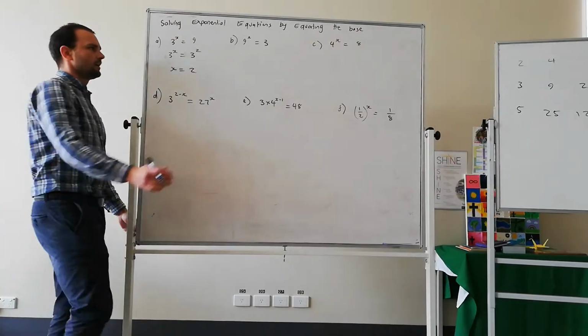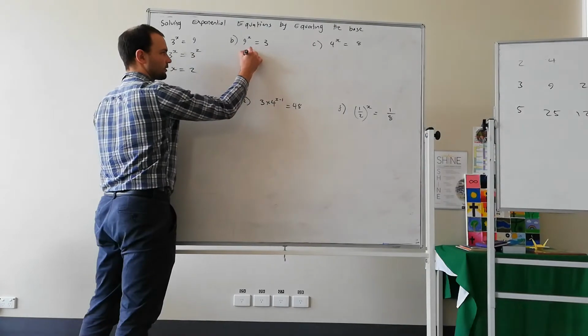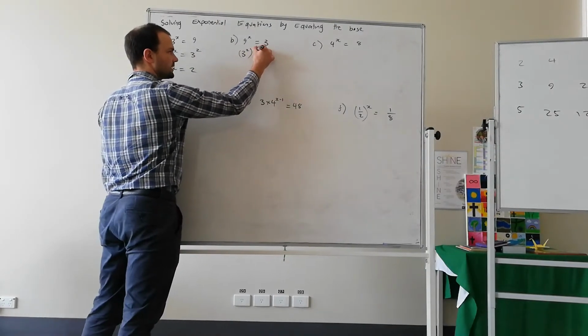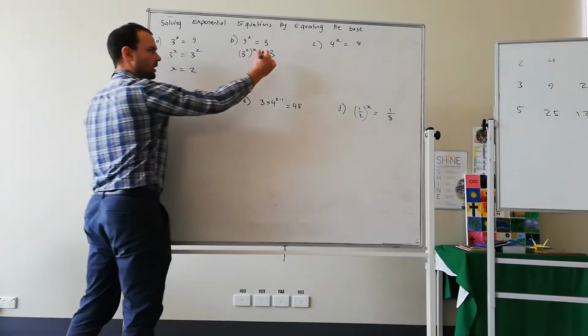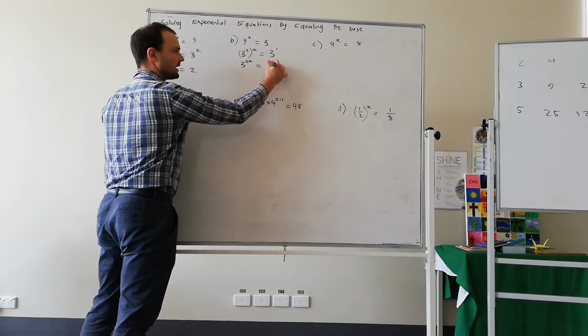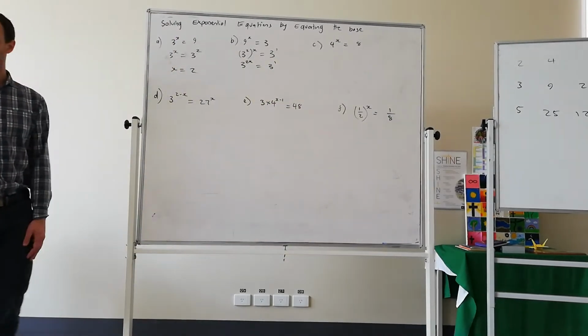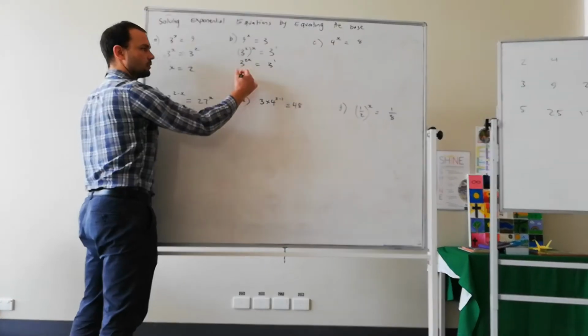Here, we need to express them as the same base. We've seen 9 is 3 squared. So what we have is 3 squared to the x. 3 by itself is 3 to the 1. And so we've got 3 to the 2x is 3 to the 1, by the index laws. And so then we have 2x is 1, x is a half.